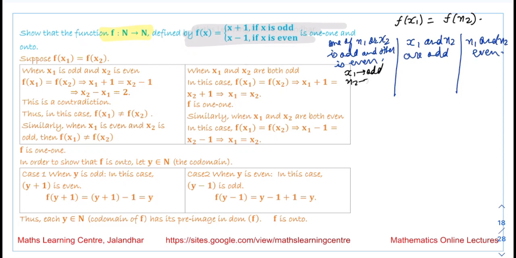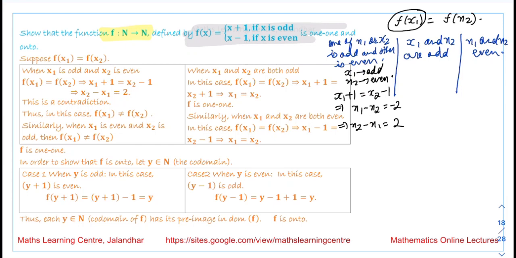Now, when one of x1 and x2 is odd, suppose x1 is odd and x2 is even, then the value of f(x1) is x1 plus 1, since x1 is odd, and since x2 is even, f(x2) is x2 minus 1. So this gives us that x1 minus x2 is equal to minus 2, or we are writing it as x2 minus x1 is equal to 2.